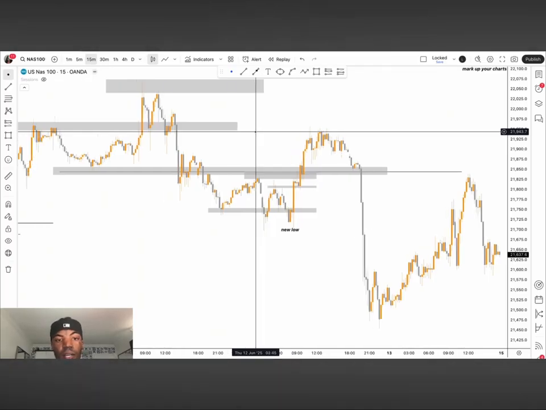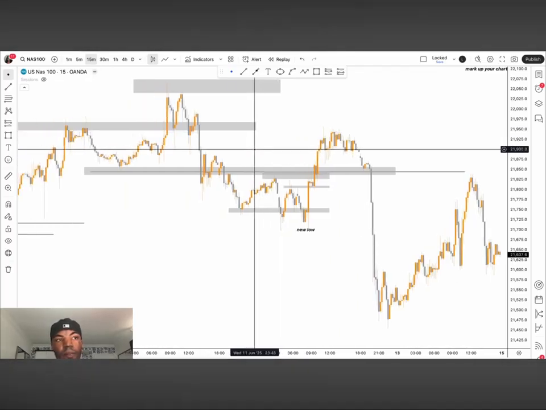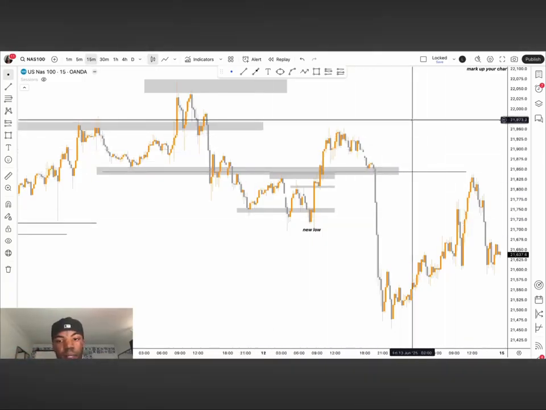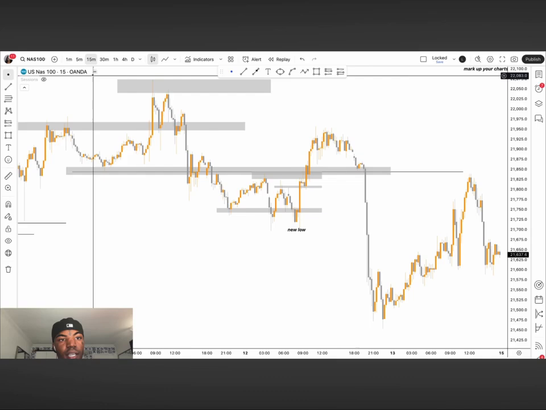And also, I'm going to post my entries. So I'm going to put both my entries that I took on this trade and the next one. I'm going to show y'all both exactly how to get into it.